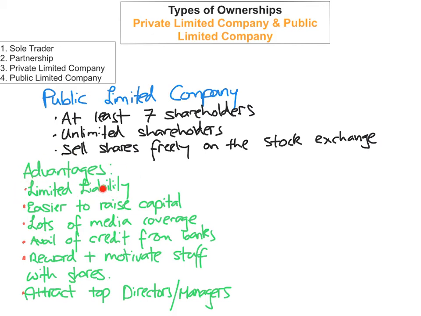Public limited companies have limited liability, so shareholders can only lose the amount that they actually invest. None of their personal belongings can be taken if the company goes into liquidation or serious debt. It's easier to raise capital because you can sell shares online. There are no rules stopping them selling shares to anyone in the world, so they can raise capital very quickly.